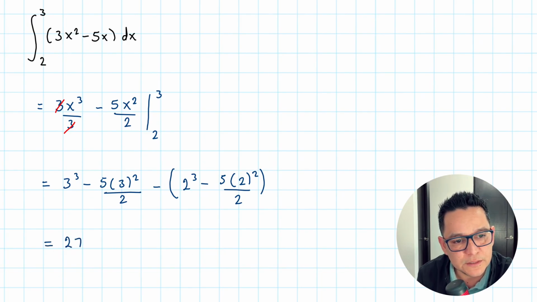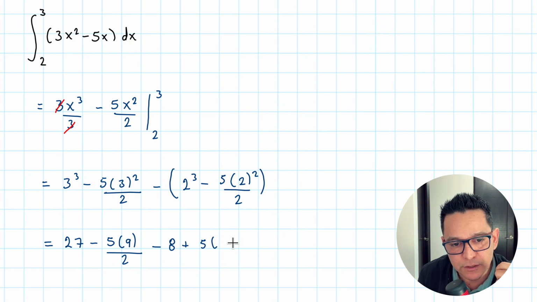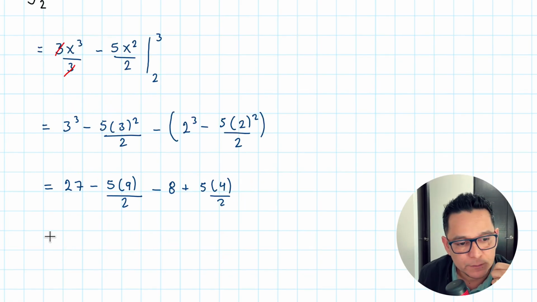3 cubed is equal to 27, and here we have minus 5 times 3 squared, which is 9, so here I would have 5 times 9. This is over 2 again. 2 cubed is 8, so I'll note that. Also, minus times minus is plus. And here we have 5 times 2 squared, which is 4. Well, I'll just write it as 4 right away, and this is over 2. All right, let's continue. I have 27 minus 5 times 9, which is 45, over 2, so I have 45 halves. Next is minus 8 plus 5 times 4, which is 20 divided by 2 to get 10.